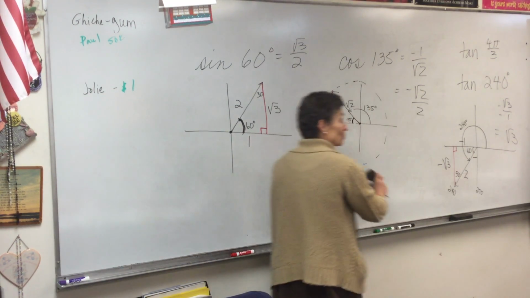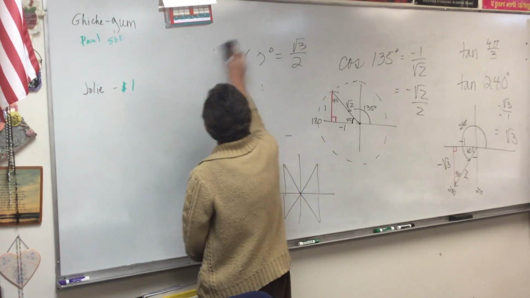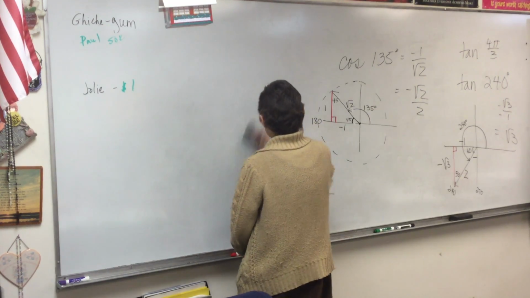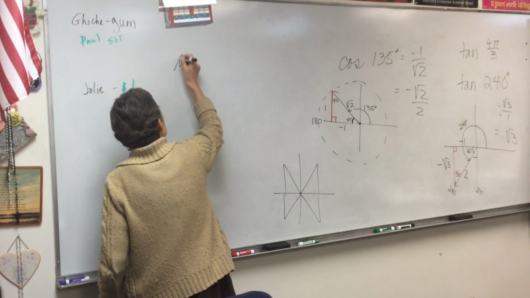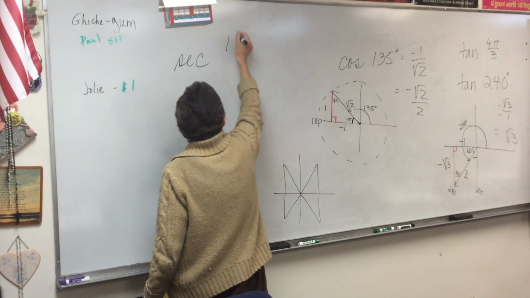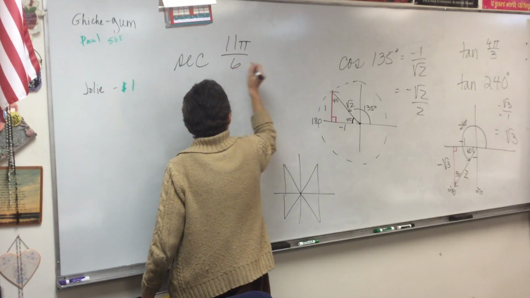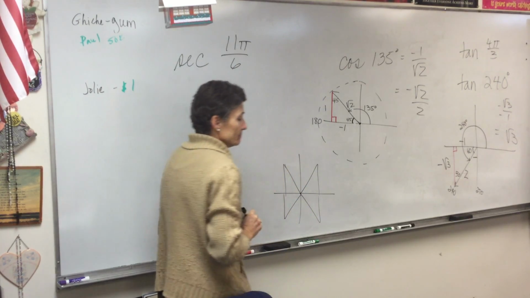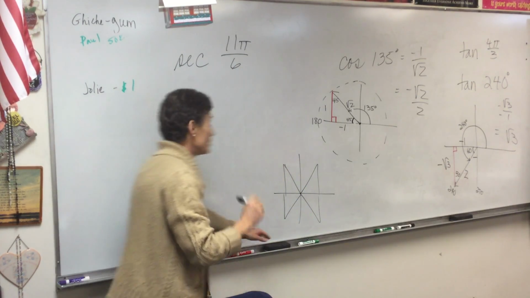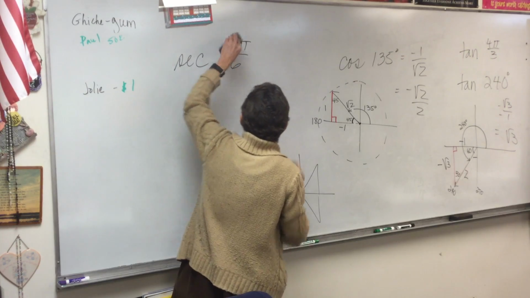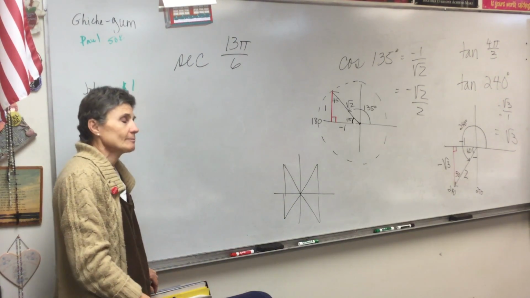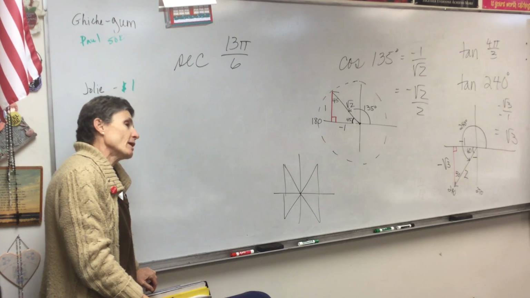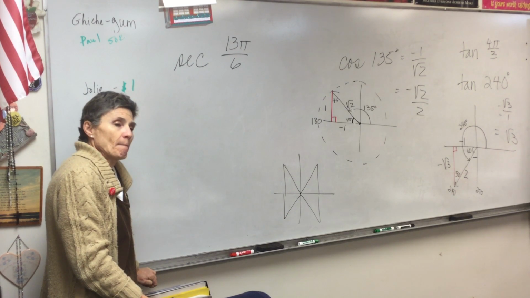One more. Make it as hard as I can. Here we go. How about the secant of 11 pi over 6? Oh, no. Let me make it worse. Let me make it 13 pi over 6. No calculator. You don't need one.